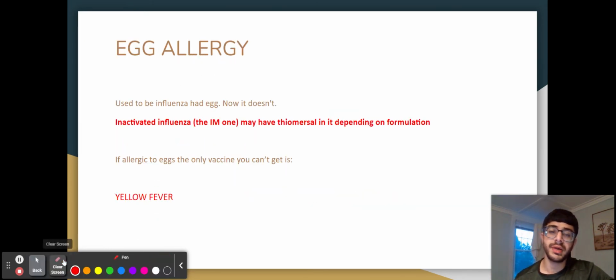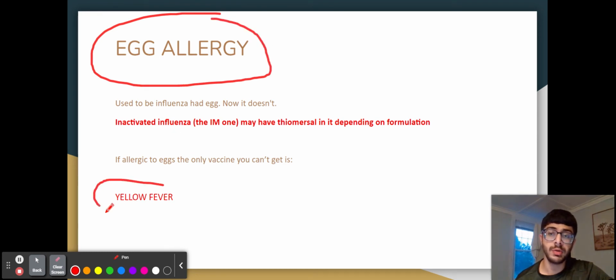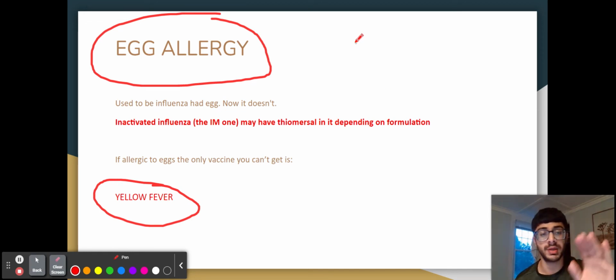Next thing, egg allergy. A lot of people are freaking out about these questions. If you have an egg allergy, the only thing you can't give is yellow fever. Everything else you can give. There used to be egg in MMR, there used to be egg in influenza. There's not anymore. You can give them with an egg allergy. The only thing you can't give is yellow fever.